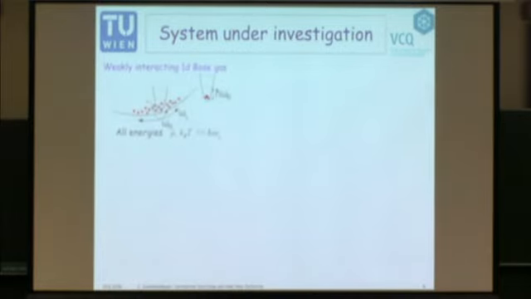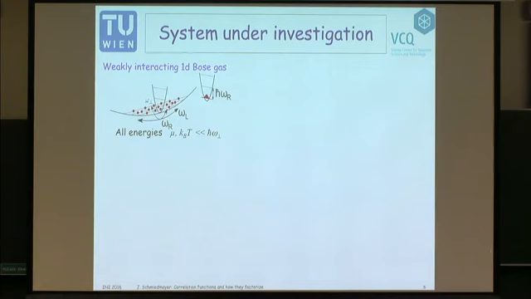So the system we look at is the weakly interacting 1D Bose gas, which you put in a trap. To make it one-dimensional, you have to get all the parameters like the temperature and the chemical potential much smaller than the transverse level spacing. Then you basically sit in the ground state, you can ignore transverse excitations, and your physics becomes one-dimensional.